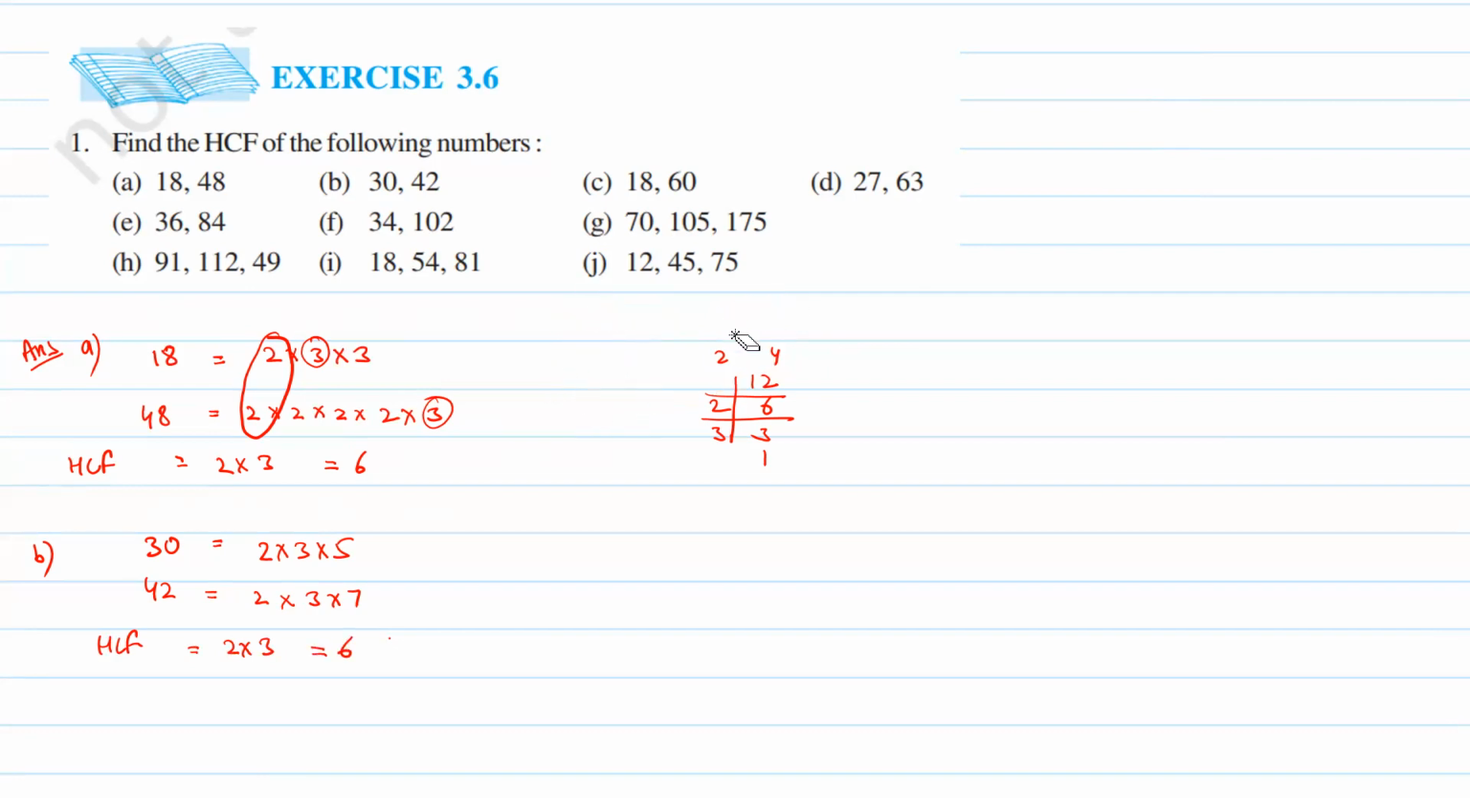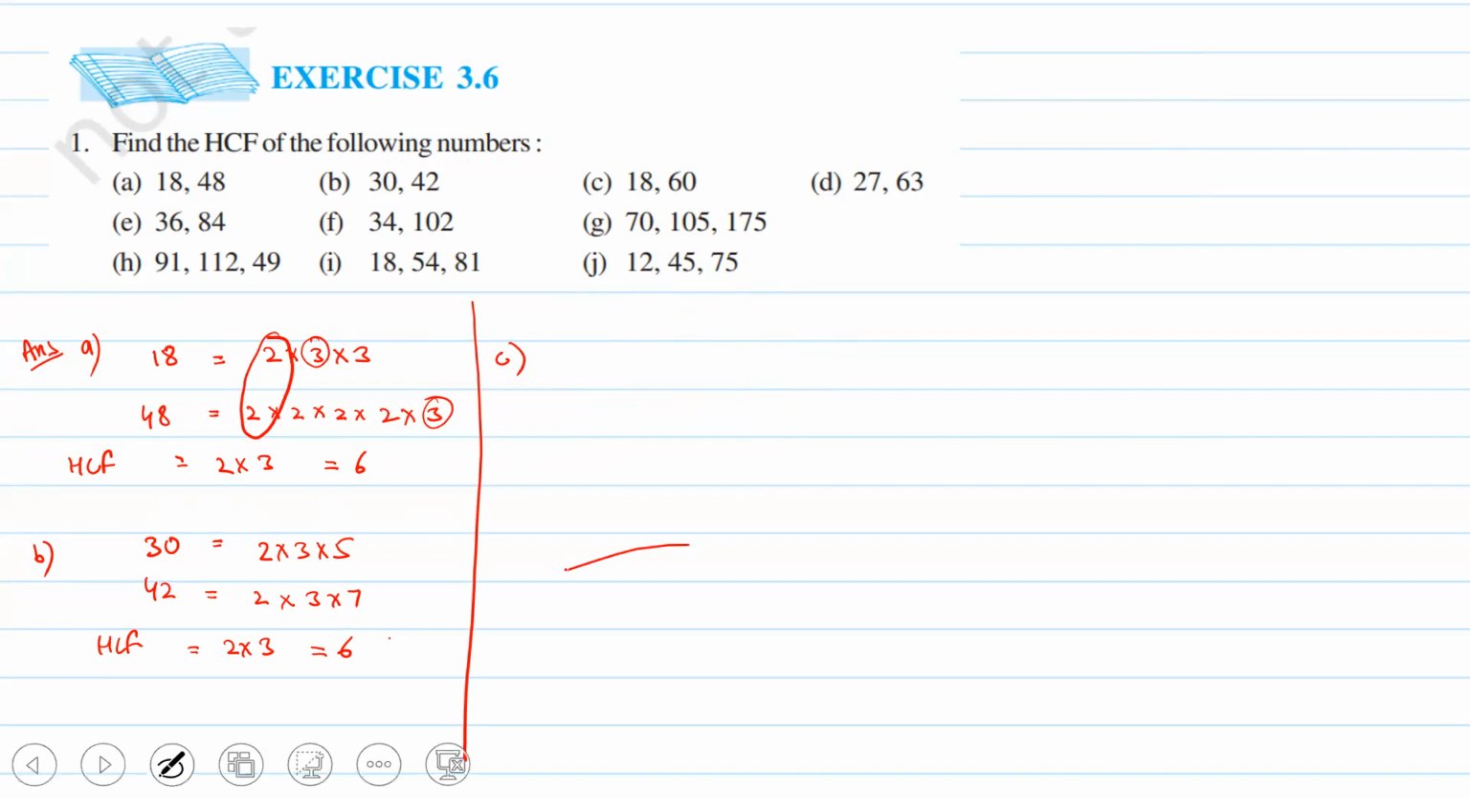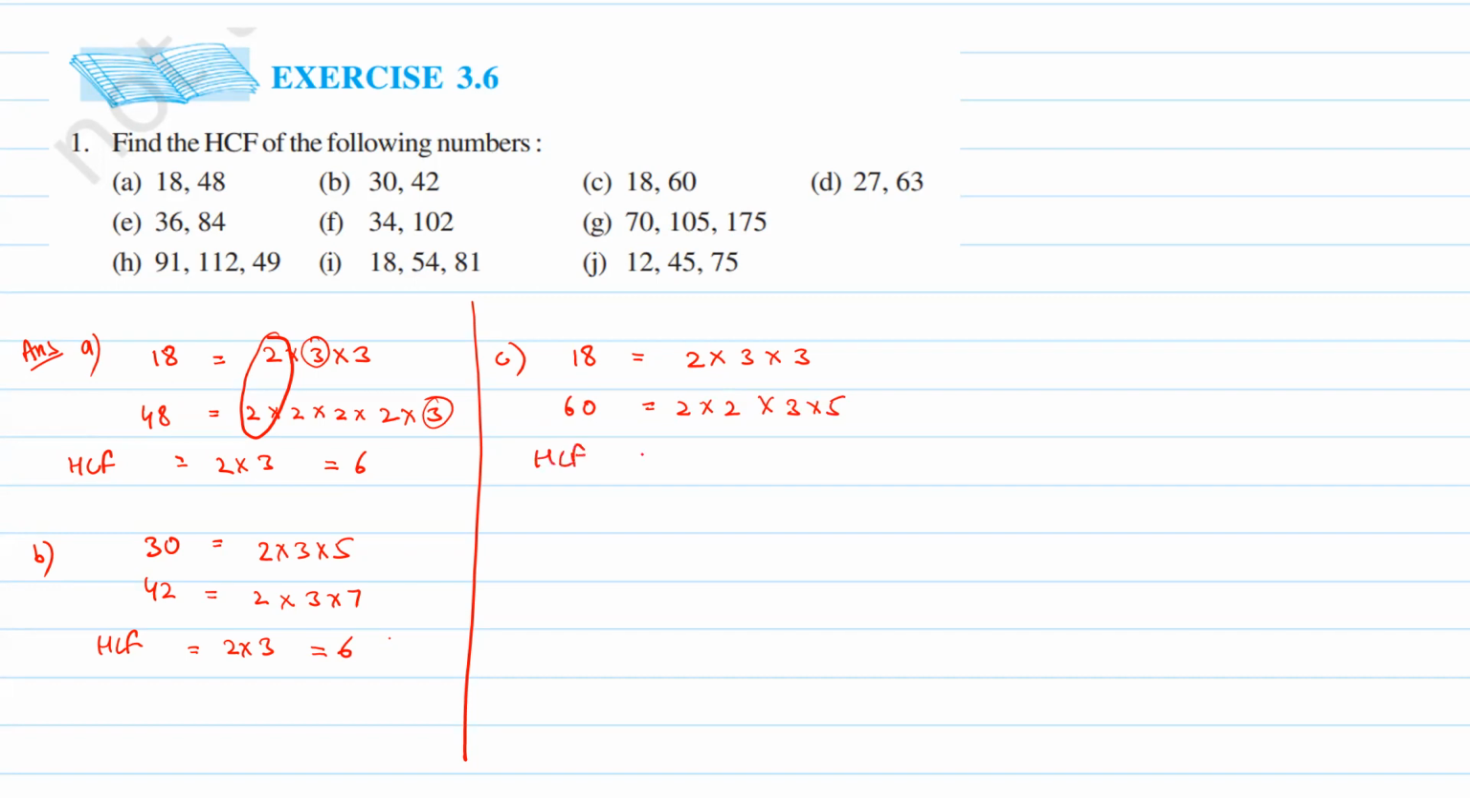I'm removing it so that I can do more parts here. C part is, sorry, it is 18. 18 can be written as 2 into 3 into 3. And 60 can be written as 2 into 2 into 3 into 5. So HCF will be 2 into 3, which is 6 only.